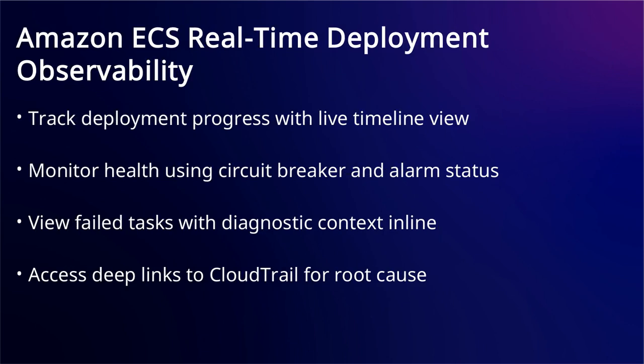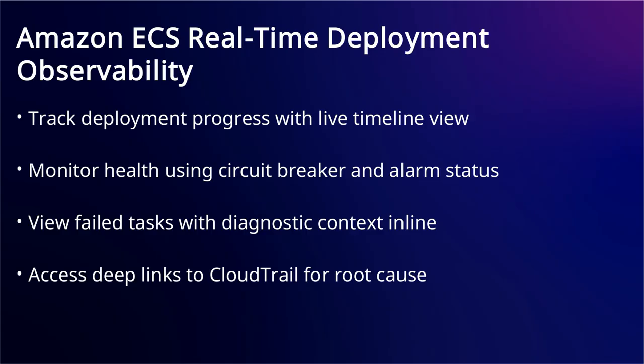When deploying containers on Amazon ECS, you previously had to navigate across multiple tools to understand deployment status, identify failures, and troubleshoot issues, which increased the time to resolve problems. Now you can track deployment progress with a live timeline that shows each phase, service events, and task launch and termination progress with automatic refresh.